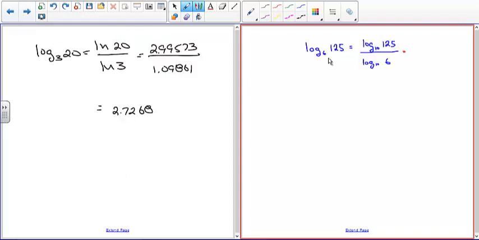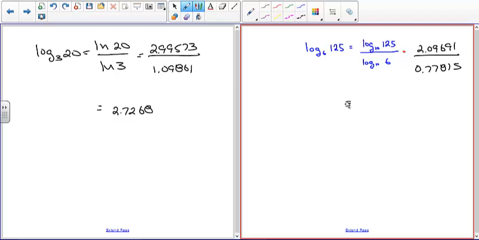Okay, so let's look at another one. Log base 6 of 125. Again, there's two ways. You can use log base 10. So we plug that in, log 125. That's 2.09691. The log base 10 of 6, which is the base of the original expression, is 0.77815.